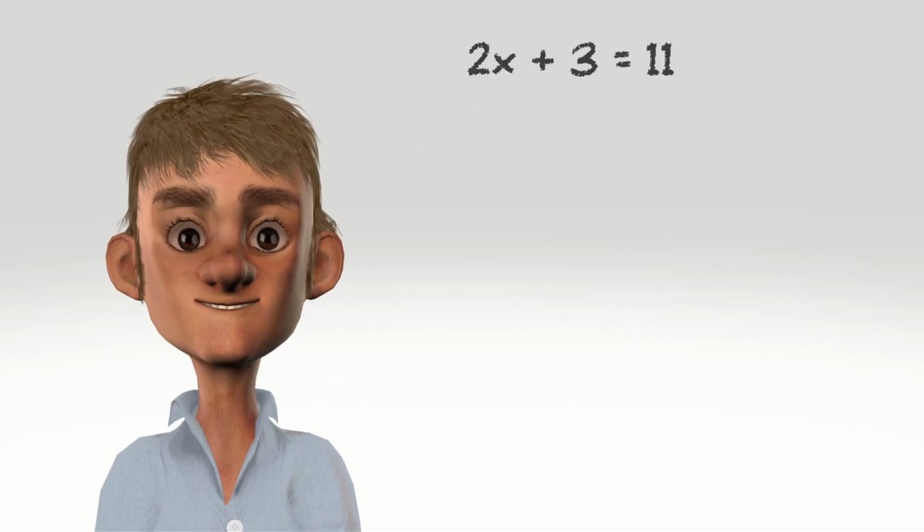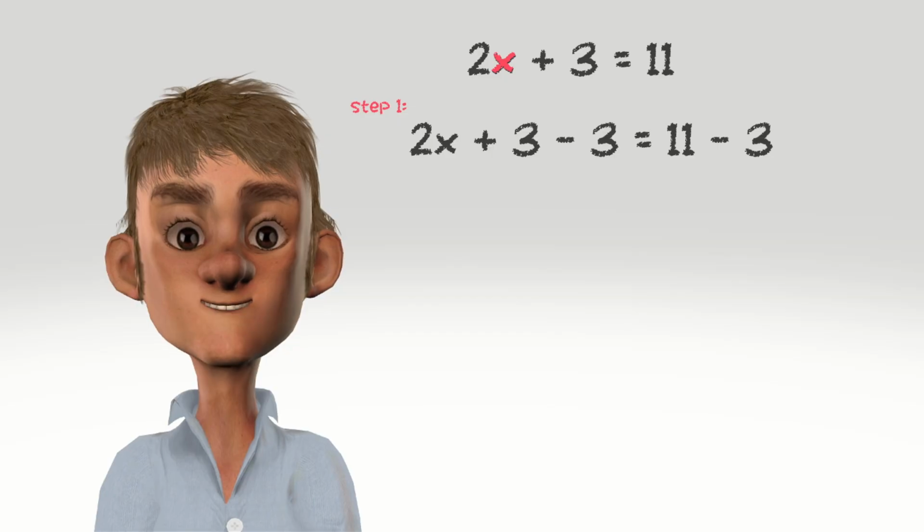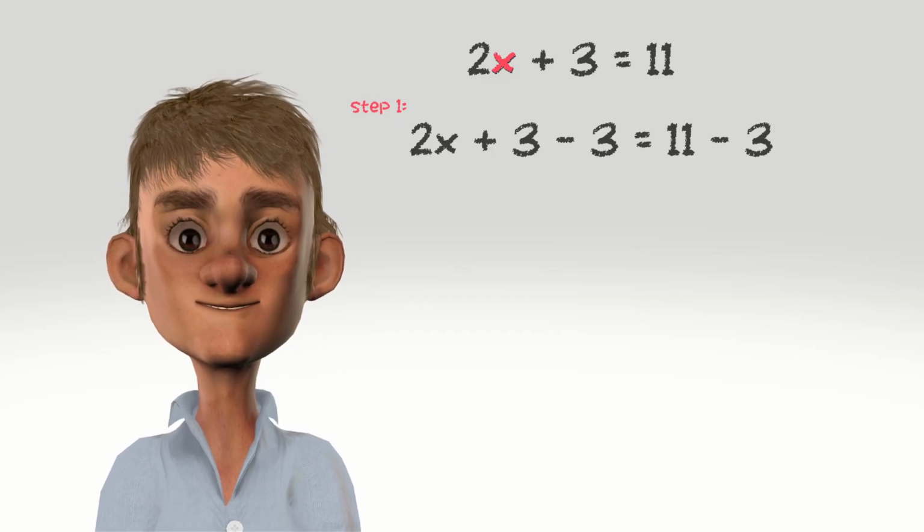2x + 3 = 11. To solve this, we need to isolate the variable x. Here's how. Step 1. Subtract 3 from both sides of the equation. 2x + 3 - 3 = 11 - 3. The answer is 2x = 8.